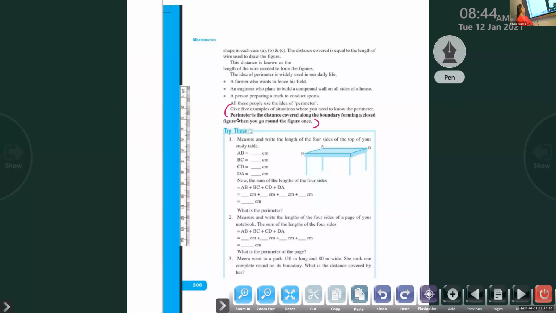When you go around the figure once. Done, finished.